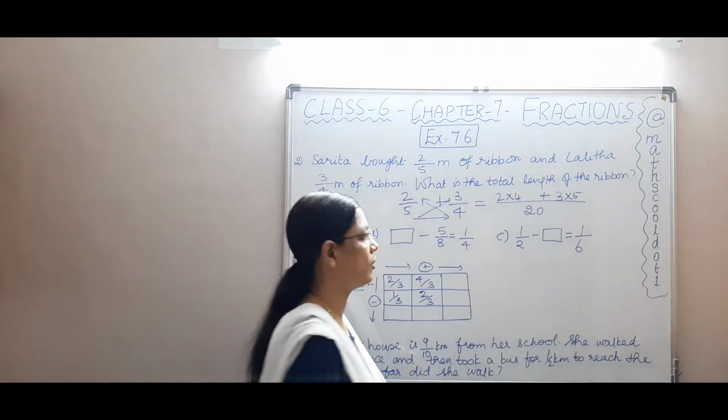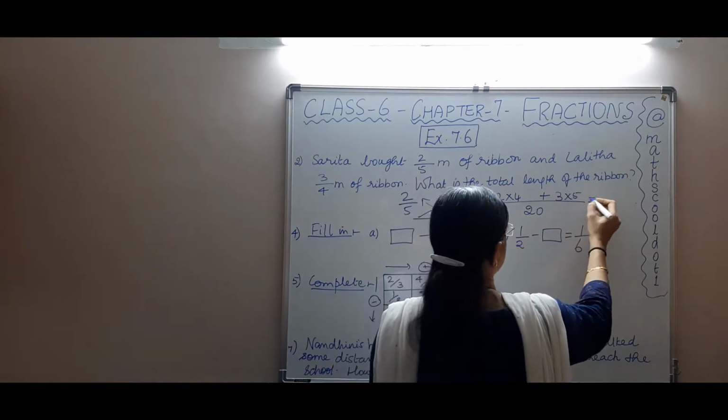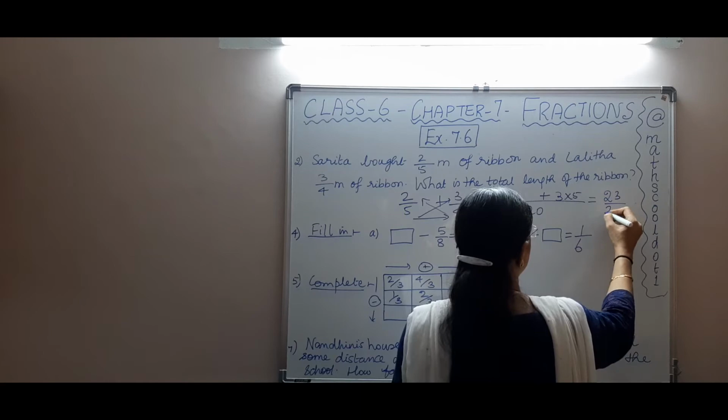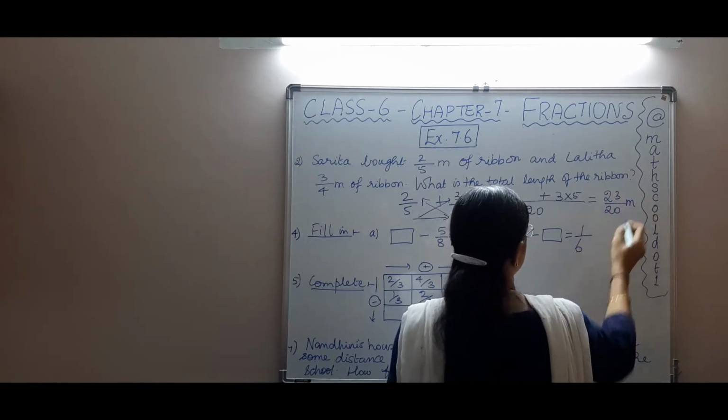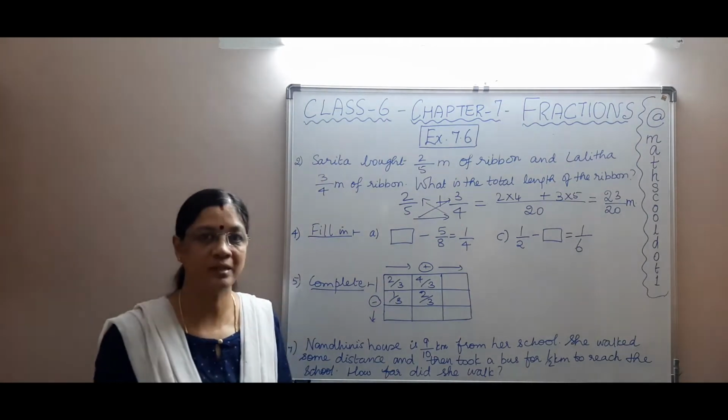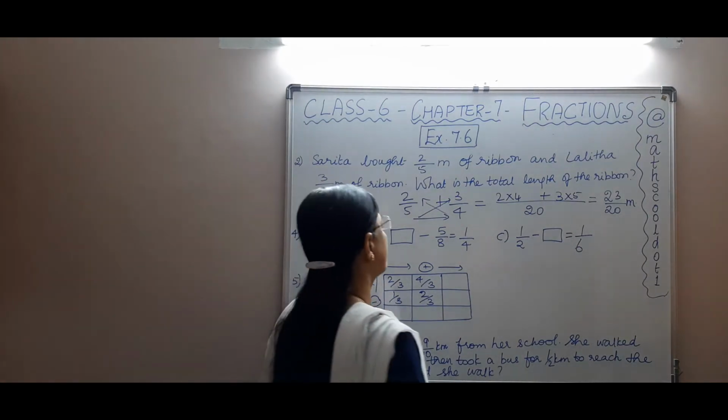So 20 is the common denominator, and 8 plus 15 is 23. So 23 by 20 meters will be your final answer. So let us check it out.